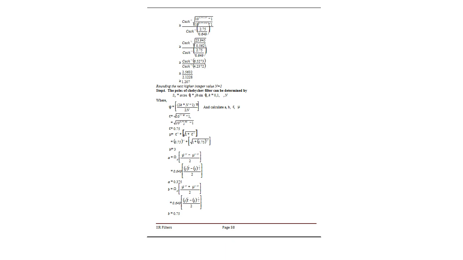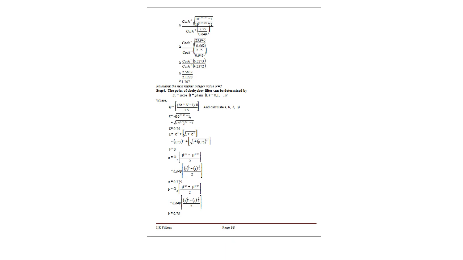To find the epsilon value, we use the equation root of (10 to the power of 0.1 alpha p minus 1). When we substitute the values, we get the epsilon value. After that, substituting this epsilon value in the mu formula, we get the mu value. So mu is equal to epsilon inverse plus root of 1 plus epsilon power minus 2. So we will get the mu value as 3.